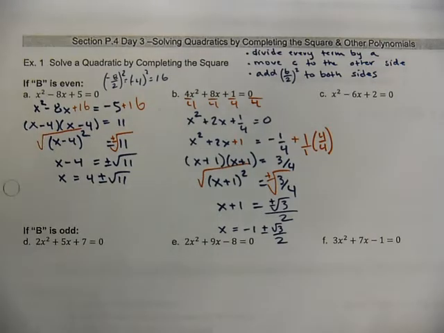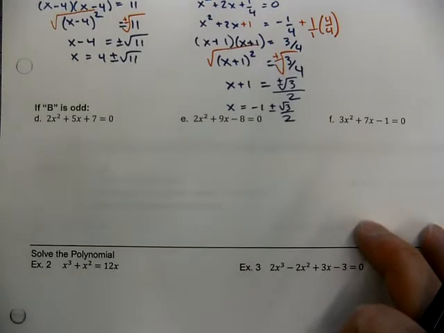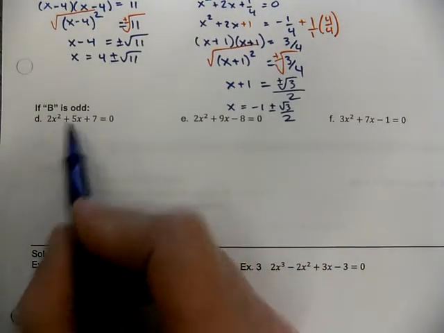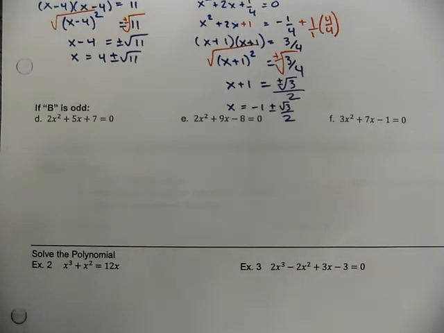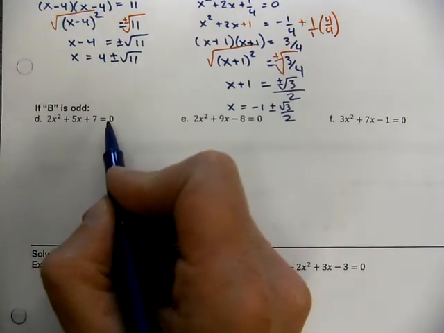All right, so now let's go down and take a look at a couple of examples where we have a value of b that is in fact odd. All right, so that'll make our fraction work a little more challenging. So here we go with letter D. So this is 2x squared plus 5x plus 7 equals 0.